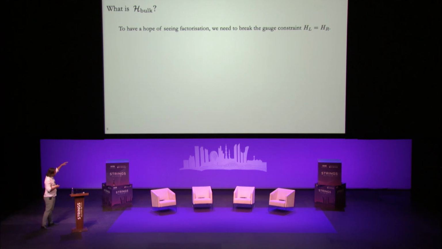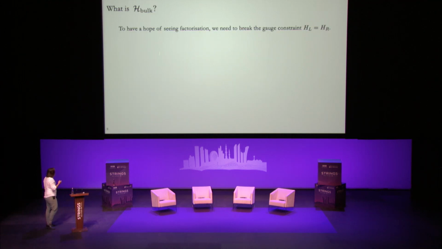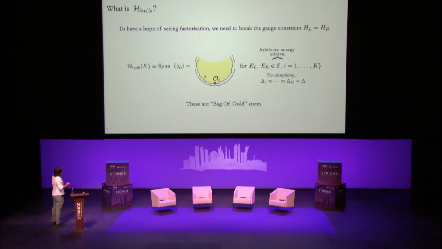So before I discuss more about this strategy, I have to first define what this H bulk is, right? In the previous slide, we have to take a trace over the two-sided Hilbert space. So I have to describe how we construct this two-sided Hilbert space. To have a hope of seeing factorization, we need to break the gauge constraint that the left and right energies are equal. So for instance, in the thermal field double, there's a constraint, right? That the left and right energies are equal. And if we only take states for which the left and right energies are equal, there's no possible linear way in which I could get all states in a factorizing Hilbert space. So in order to do that, you actually need matter fields.